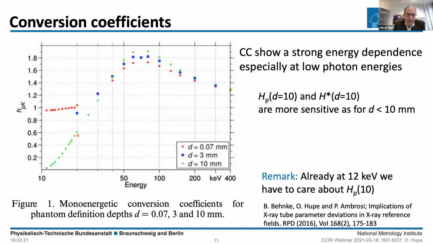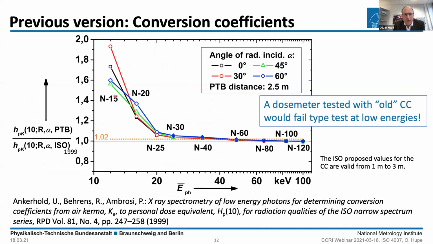And this gradient comes additionally to the change of the high voltage or to the spectra on top, and leads to the fact that the conversion coefficient for the new generation of generators is nearly a factor 2 different from that published in the ISO from 1999. In fact, that means, and that happens, that if you have a dosimeter which you test at a lab using the old conversion coefficients, it will fail the type test. If you use the new conversion coefficient for the new X-ray generation, this instrument passes the type test brilliantly. That was the reason that we decided that the revision is really needed.